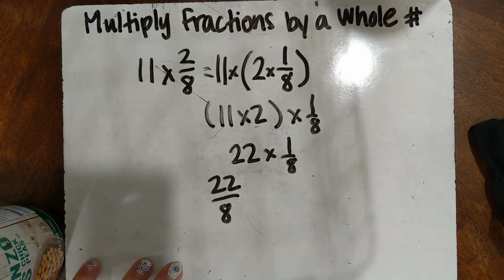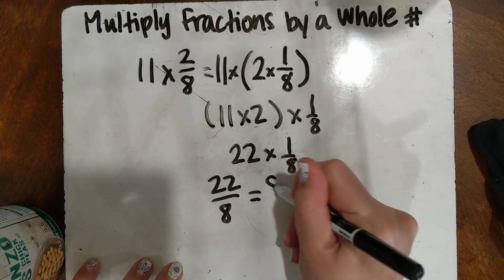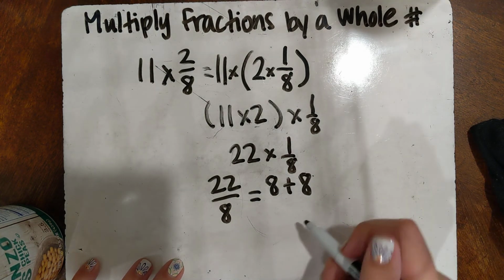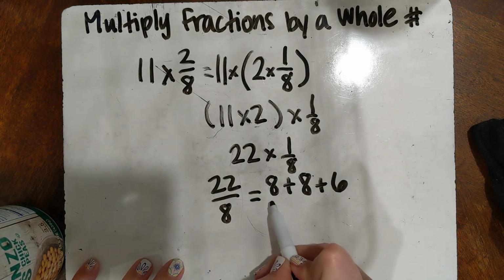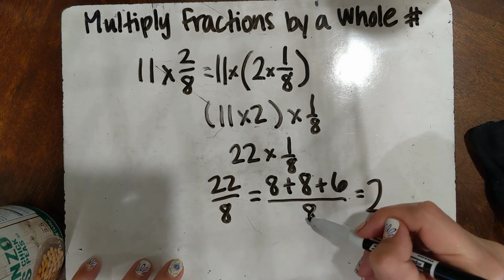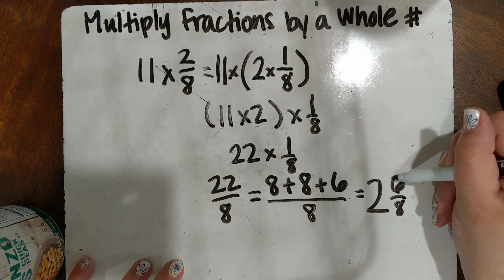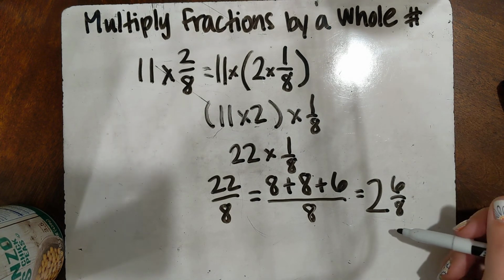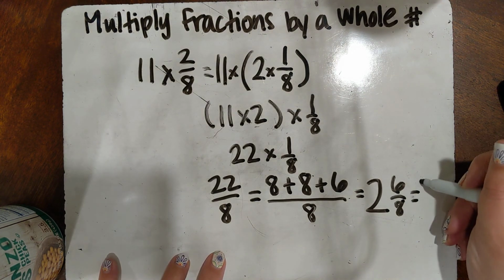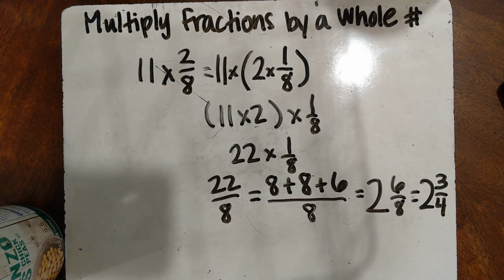You probably knew that though, huh? Okay, so when we have 22 eighths, that's an improper fraction. So if we take out 8 eighths first, we can take out another one, which is 16. And we can't take out any more. We can just take out 6 eighths from that. 1, 2 wholes. And 6 eighths. Which we have our factors for 6 are 1, 2, 3, and 6. And our factors for 8 are 1, 2, 4, and 8. 2 is the greatest common factor here. So we'll divide by 2 over 2. And that gives us 2 and 3 fourths. Ta-da!